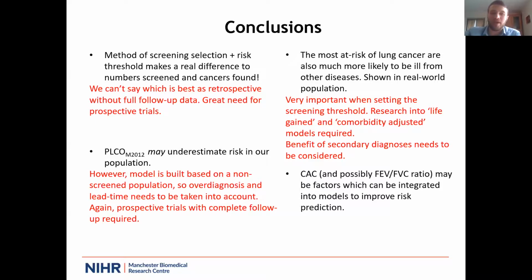So that's number one. Number two is that the risk model that we looked at and that was used may possibly underestimate risk in our population. And an important thing to point out is that the model was built in a non-screened population. So there's always an element when you screen a population of overdiagnosis and lead time bias, which needs to be taken into account. And again, it just shows the importance of more study before lung cancer screening is implemented widely across the country.